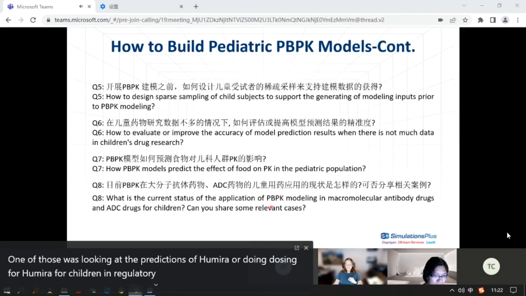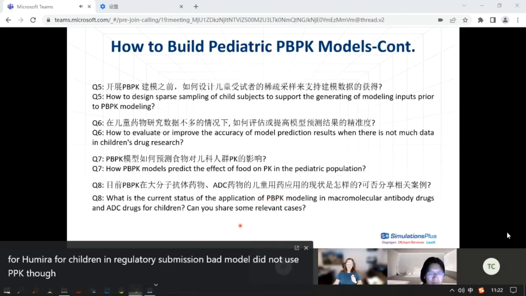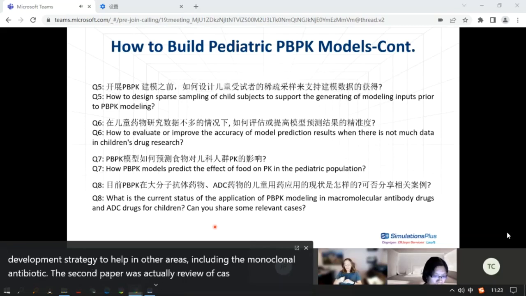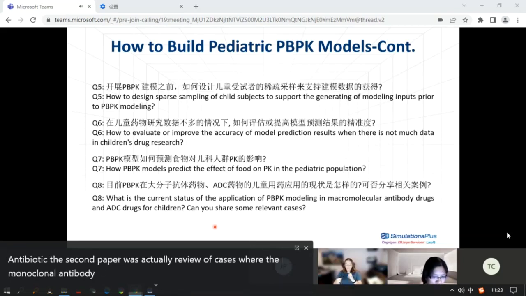That model did not use PBPK though. That one was still based on population PK, but it shows the overall goal of the FDA in using this model-informed drug development strategy to help in other areas, including monoclonal antibodies. The second paper was actually a review of cases where the monoclonal antibody PK was predicted for children.